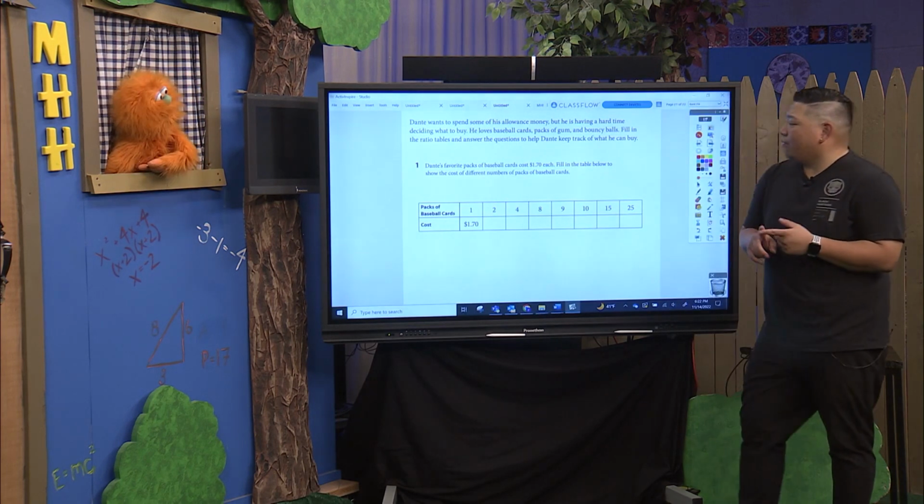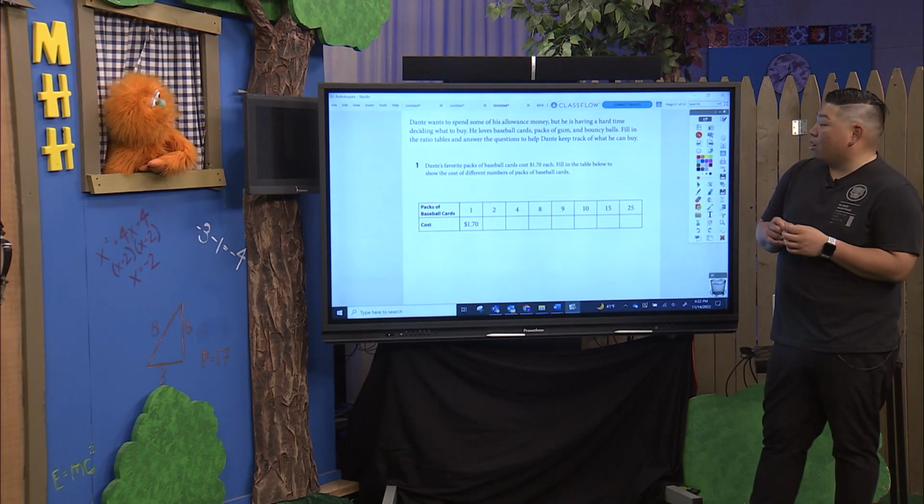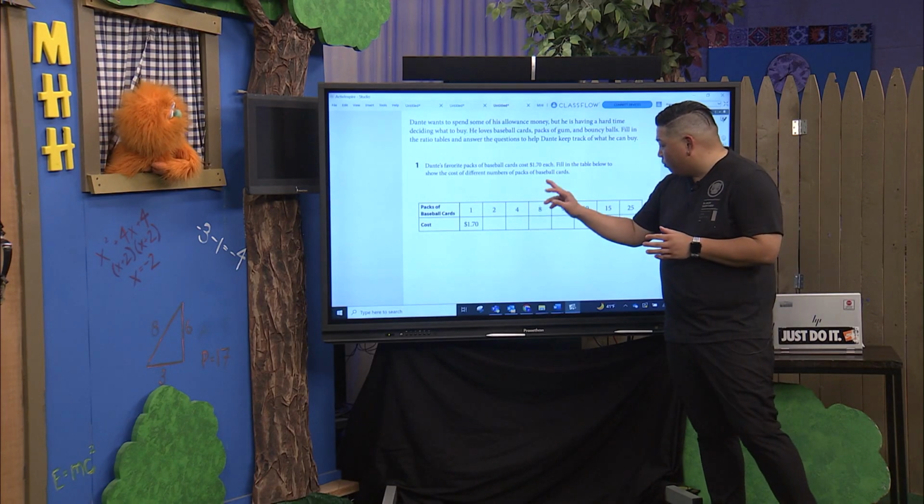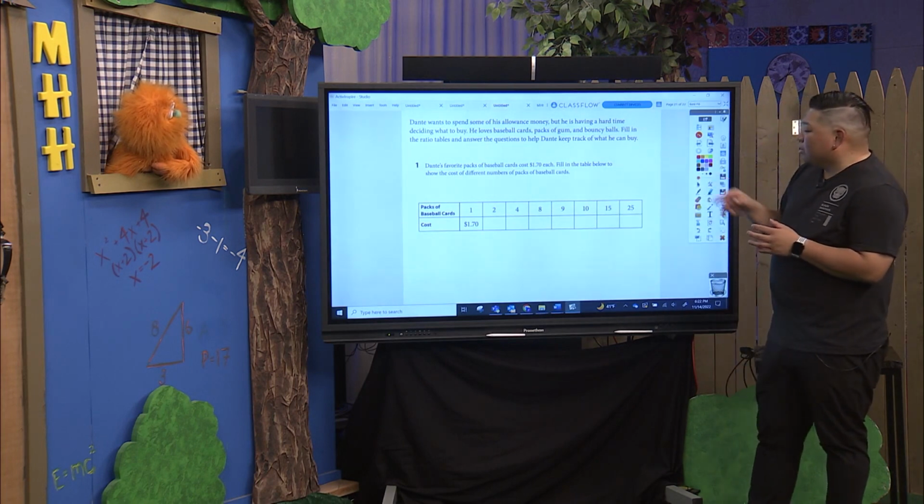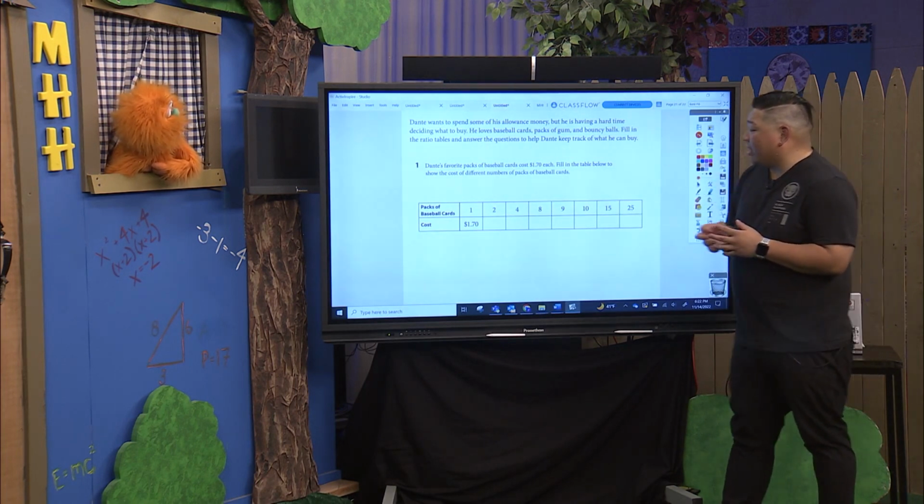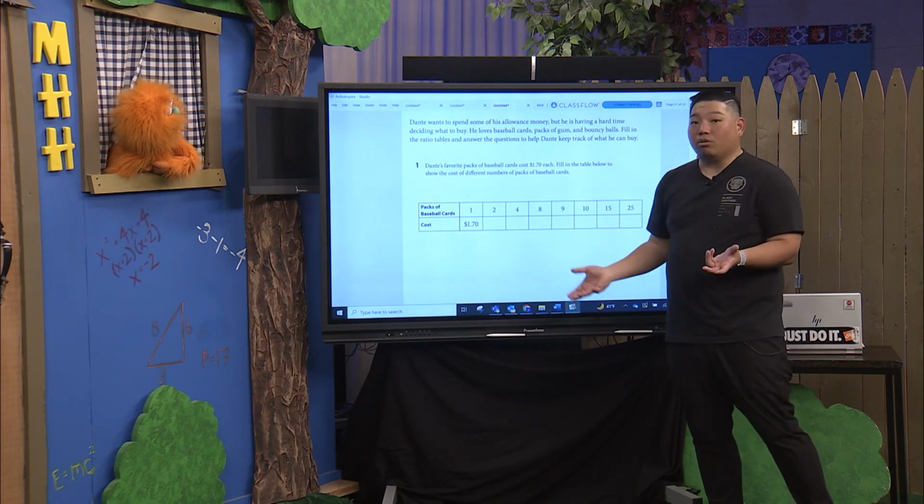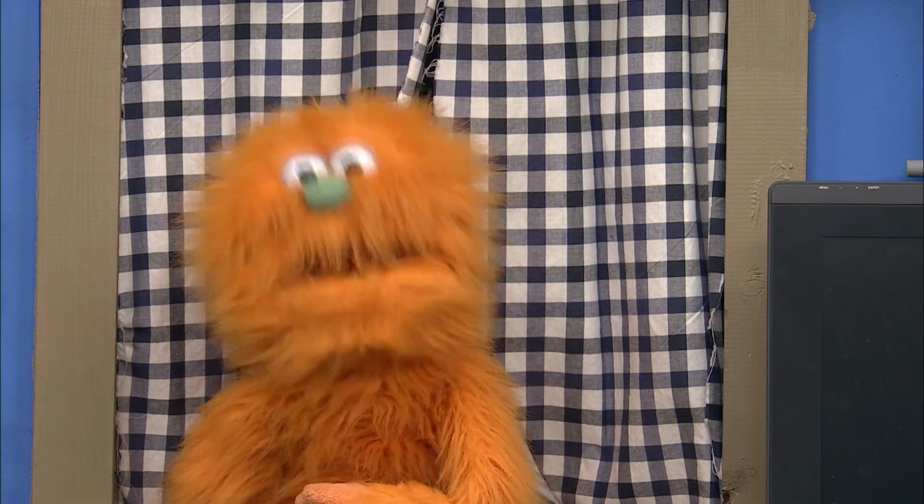Right. So Dante's favorite packs of baseball cards cost $1.70 each. Fill in the table below to show the cost of the different numbers of packs of baseball cards. So it looks like we have 2 packs, 4 packs, 8 packs, 9 packs, 10 packs. Pretty much what we're going to do is use what we know to figure out what we don't know. Ooh, going from the known to the unknown.